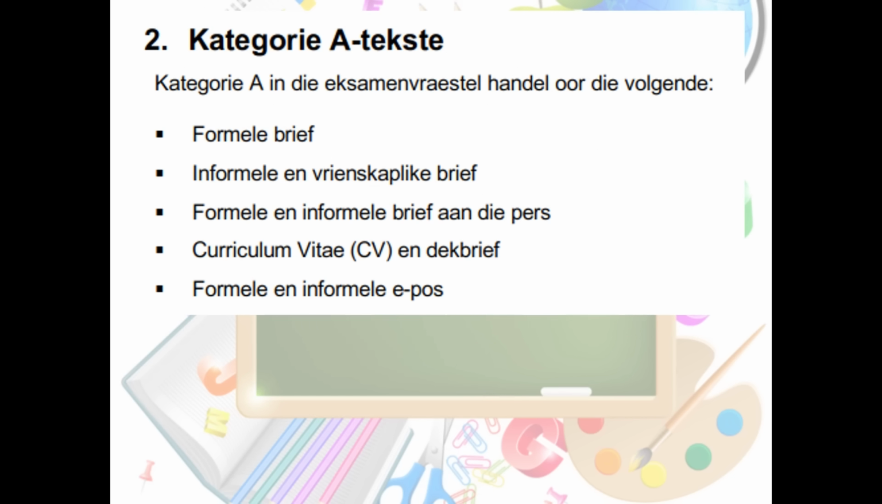So for category A, you've got your formal letters, you've got your informal letters or your friendly letter, and then you've got the letter to the press. Now the letter to the press and the formal letter are very similar, so you don't have to stress about trying to study 2 different formats there. You've got your CV, but the CV always accompanies a cover letter that has to go with it. And then you've got your formal and informal email.